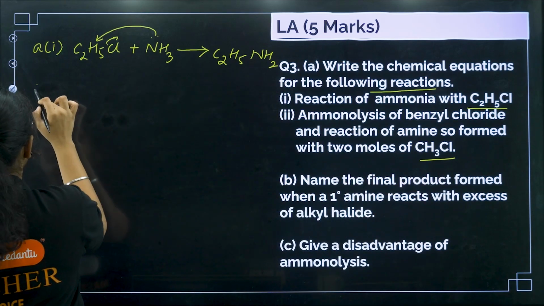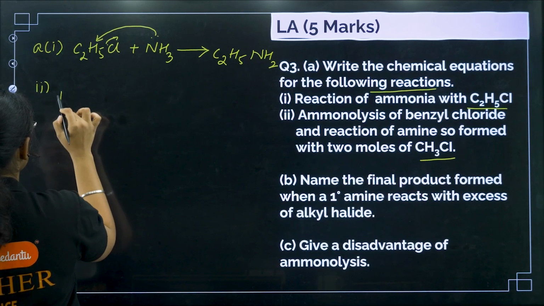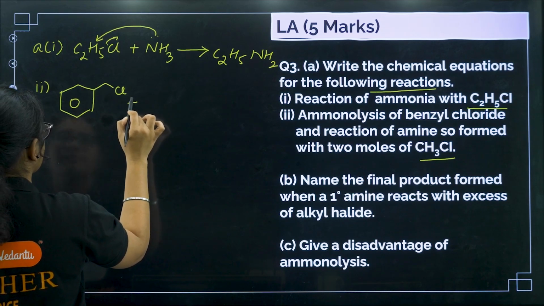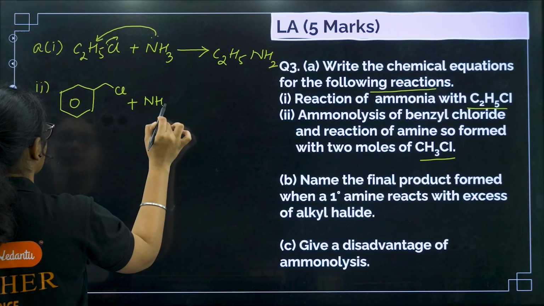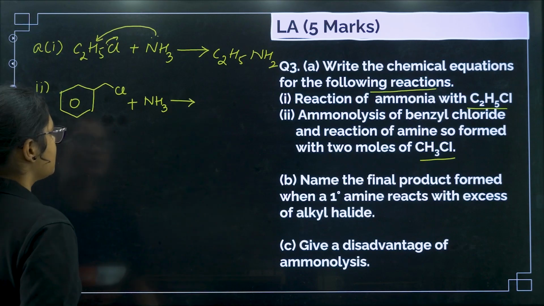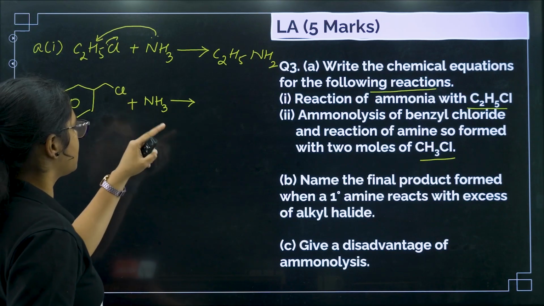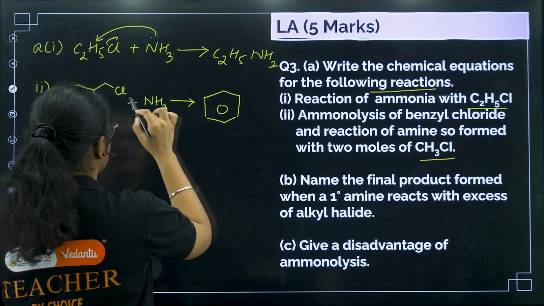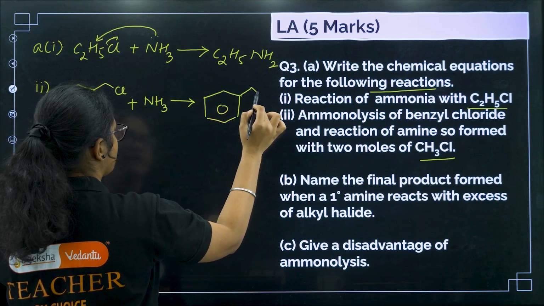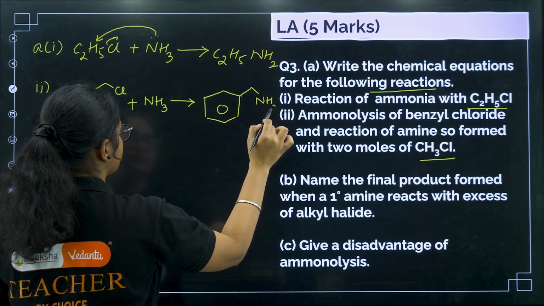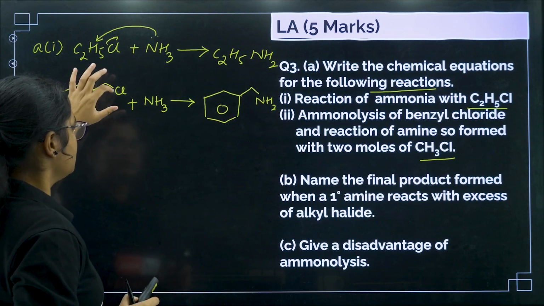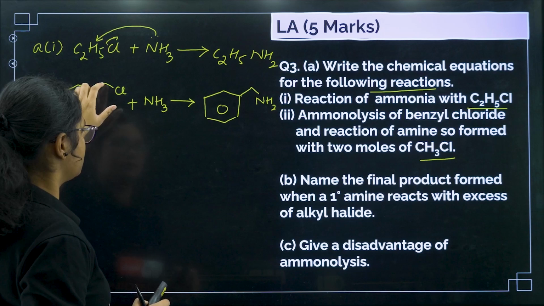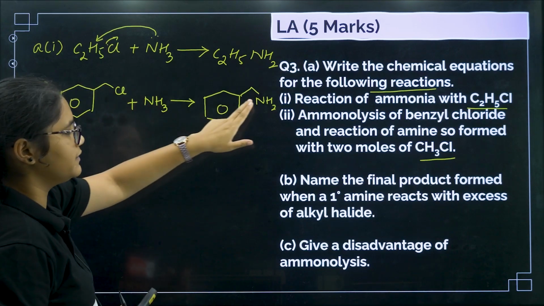Okay, so if you see first one, ammonolysis of benzyl chloride, that means you have CH2Cl plus NH3. Okay, now if this one is there, what will happen? H and Cl will come out from here and I will get here this one and here you have NH2. Okay, so N here, listen here. So what is happening? From this carbon you will attach NH2 and HCl will come out.